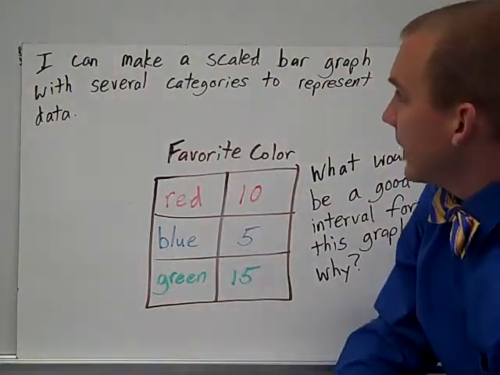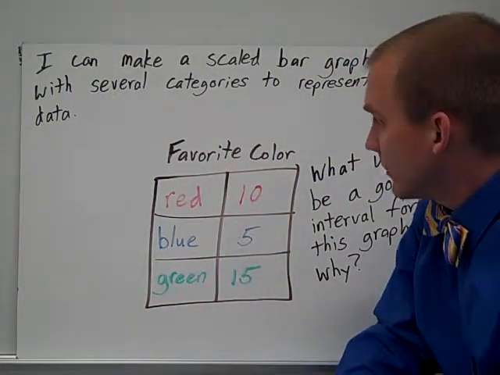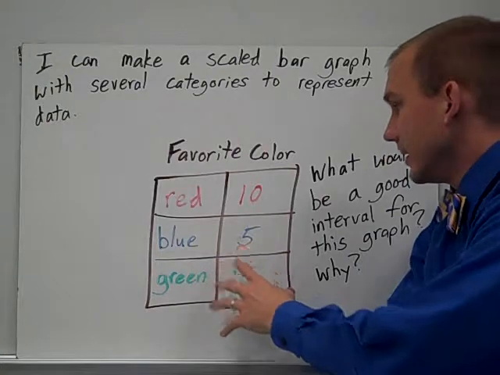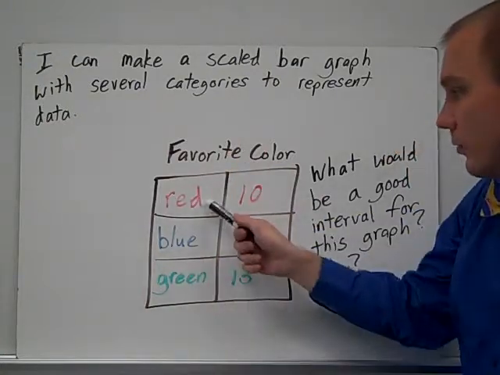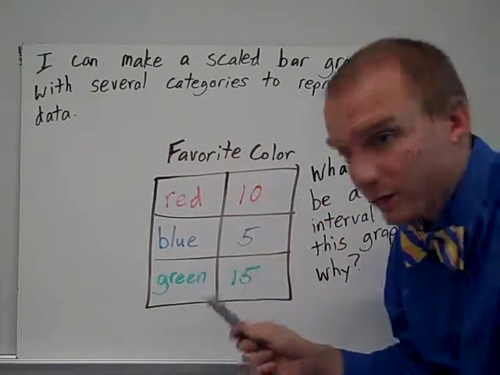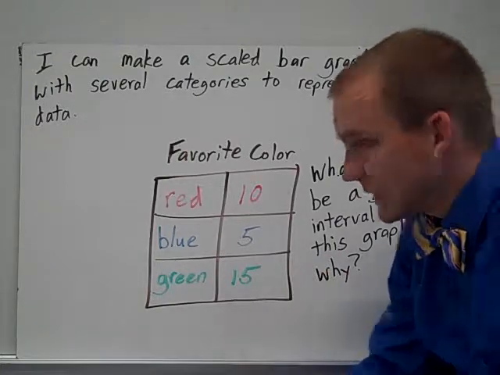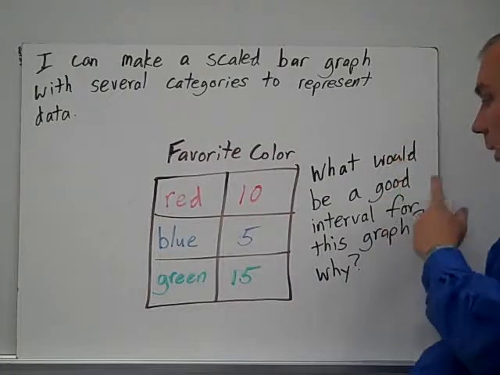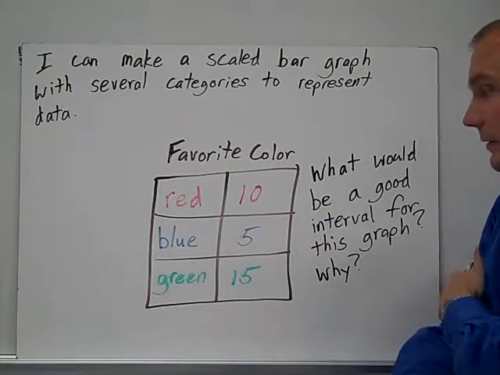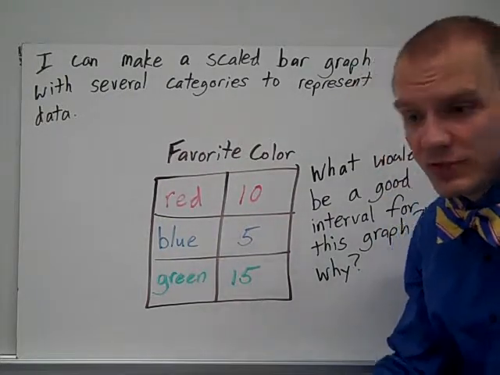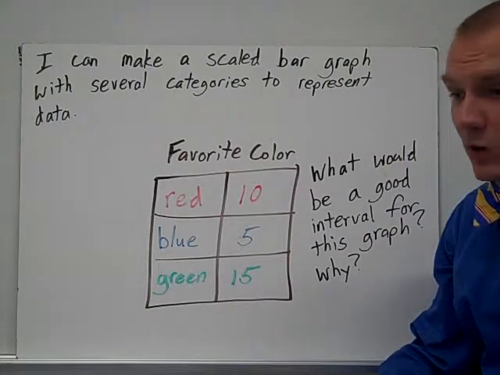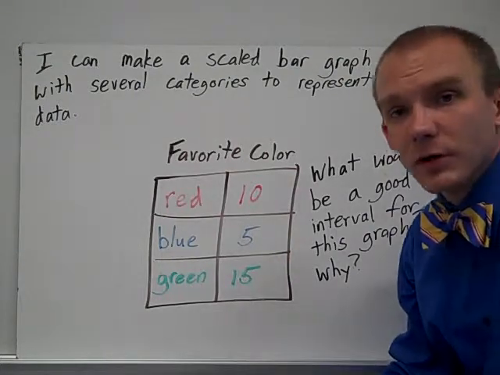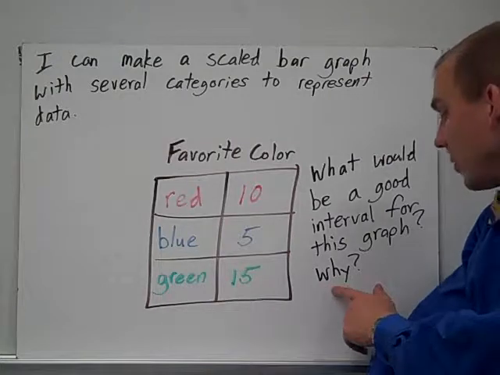I can make a scaled bar graph with several categories to represent data. So here's some data talking about favorite color. Red, blue, and green. 10 people picked red, 5 people picked blue, and 15 people picked green. Now, if I were to make a bar graph for this, what would be a good interval for this graph? You know, counting by 2s, counting by 5s, counting by 1s, counting by 10s. What would be a good interval for the bar graph, and why?